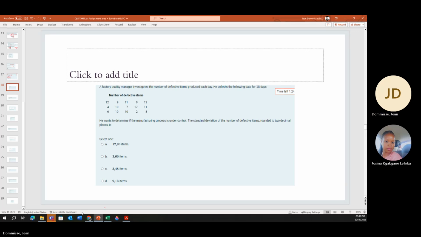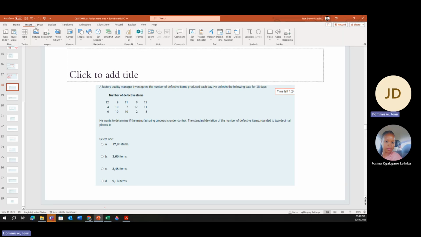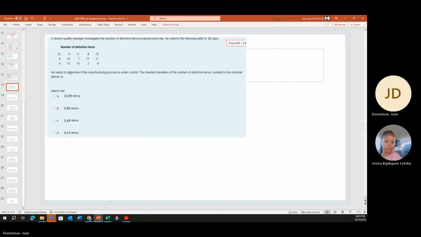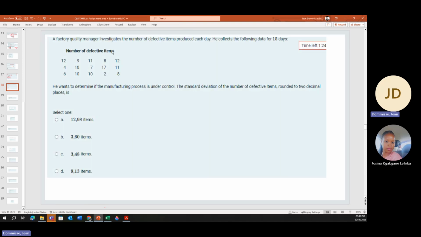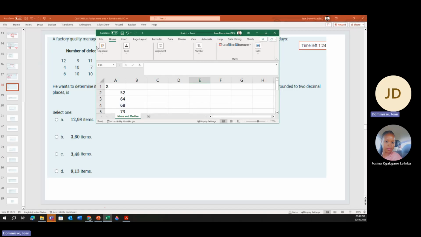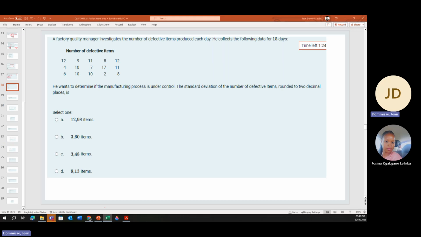Okay, so let's check this one. At least this is also to do with data. It might be that I would use Excel again. A factory quality manager investigates the number of defective items. He collects the data for 15, work out the standard deviation. Okay, so again, I would work out standard deviation for this in Excel.